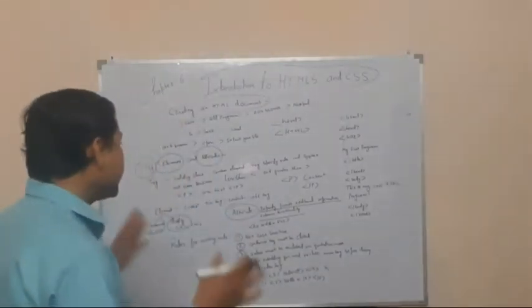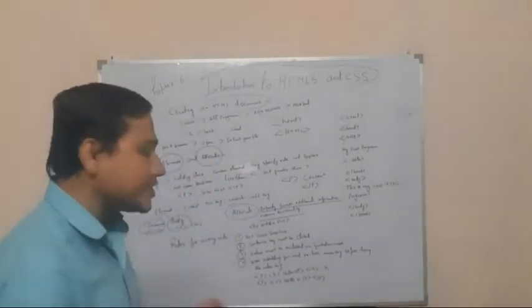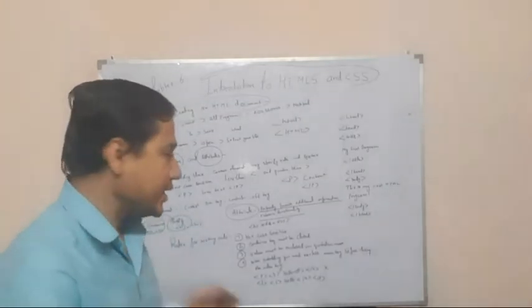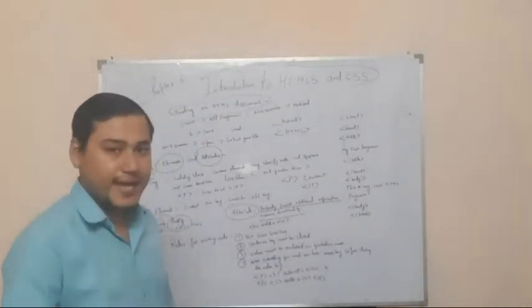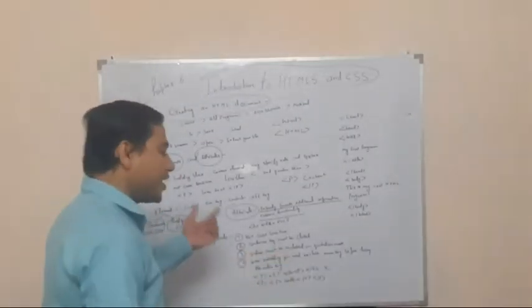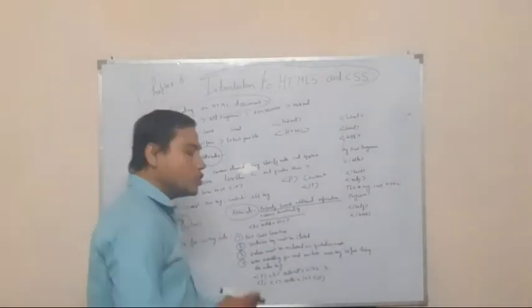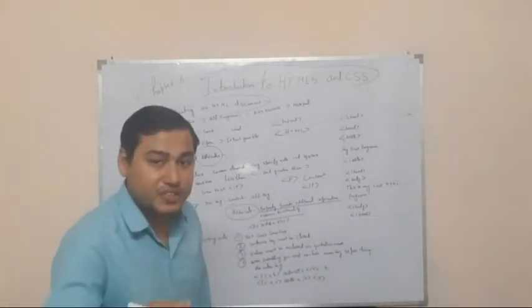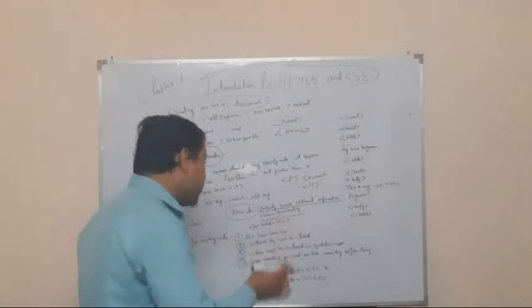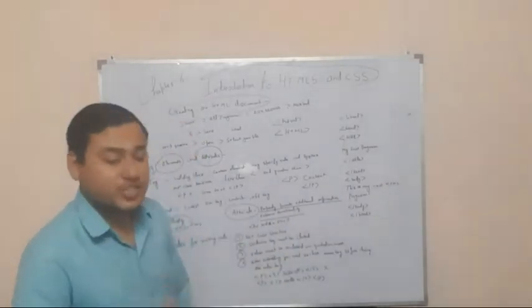So tags contain the elements, and tags specify rules and syntax. Elements consist of an on tag, a container, and an off tag. And an attribute is the property which gives additional information by which it can enhance the functionality.